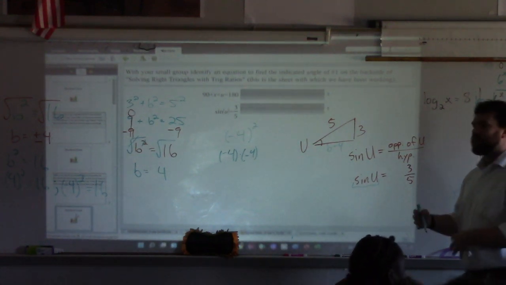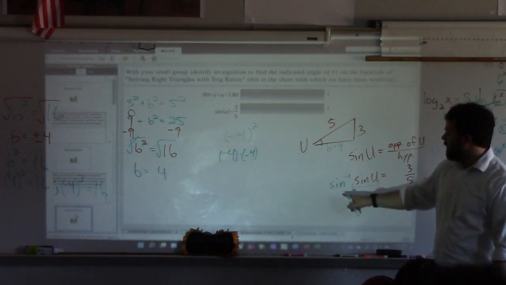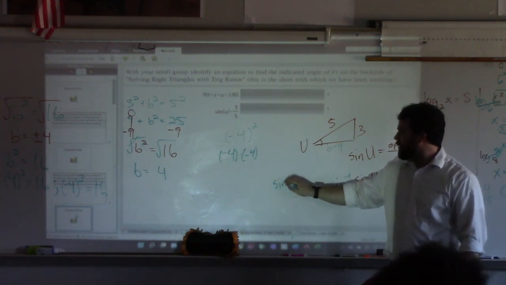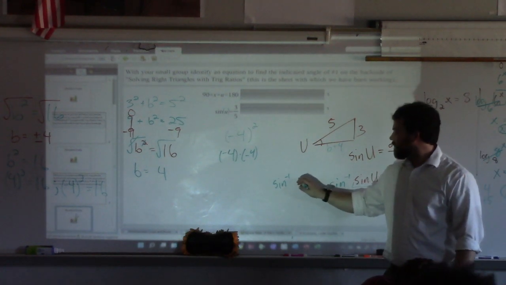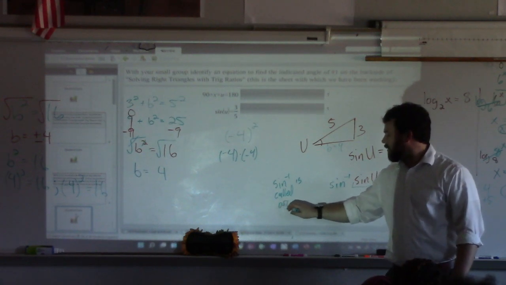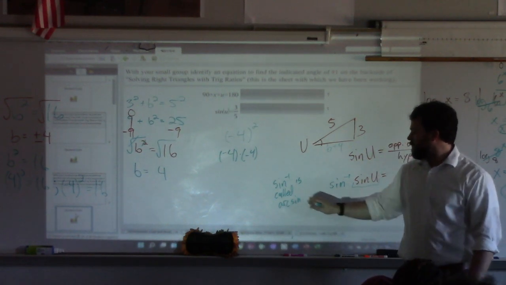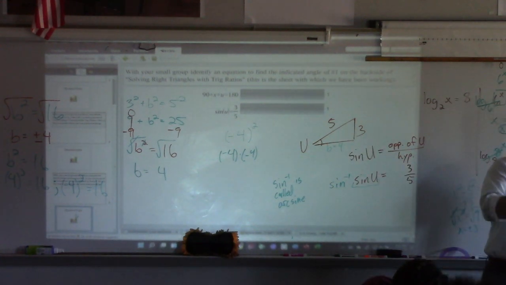Literally what the inverse of sine is called is arc sine. Okay? This, sine to the negative 1, is called arc sine. Sine to the negative 1 is called arc sine, and that is the inverse of sine.